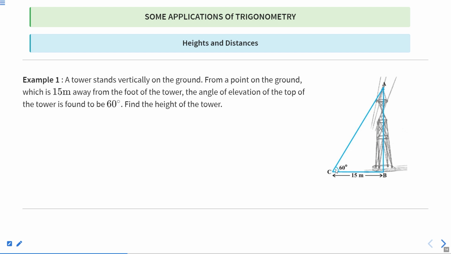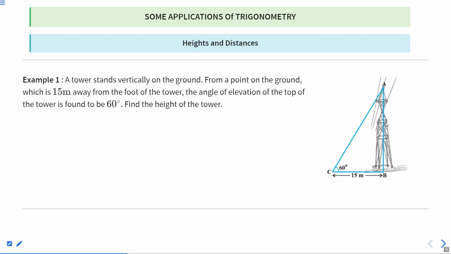This angle is the angle between the line of sight and the horizontal level. The angle of elevation of the top of the tower is given as 60 degrees. Now we have to find the height of the tower.